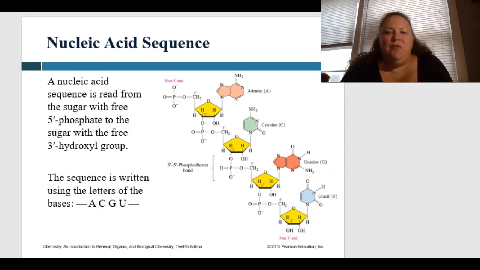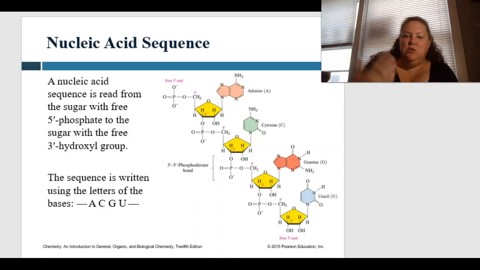All right, so moving on with the nucleic acid sequence, the sequence is read from the sugar with the free 5' phosphate to the sugar with the free 3' hydroxyl group. And the sequence is written using the letters of the bases A, C, G, and U. And remember from our last video, since we have a U, that means that we are going to be in RNA, not in DNA, because DNA has T's, A, T, C, G, where RNA has the U's.